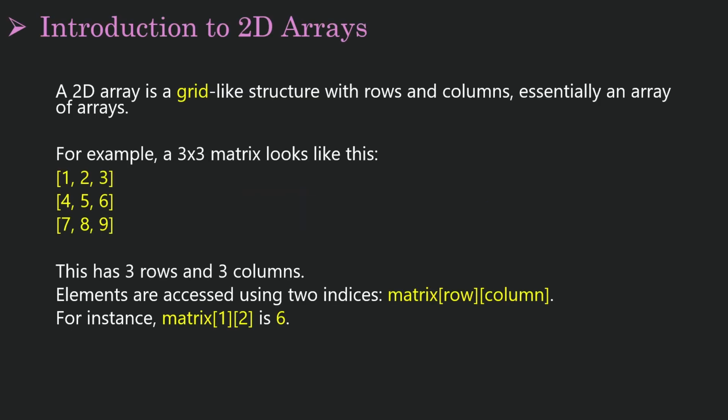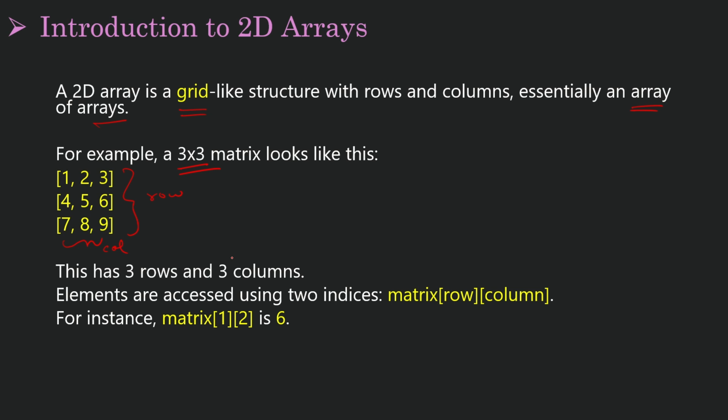Introduction to 2D arrays. A 2D array is a grid-like structure with rows and columns, essentially an array of arrays. Think of it as a table, spreadsheet, or chessboard. For example, a 3x3 matrix looks like this: 1, 2, 3, 4, 5, 6, 7, 8, 9. This has 3 rows and 3 columns.